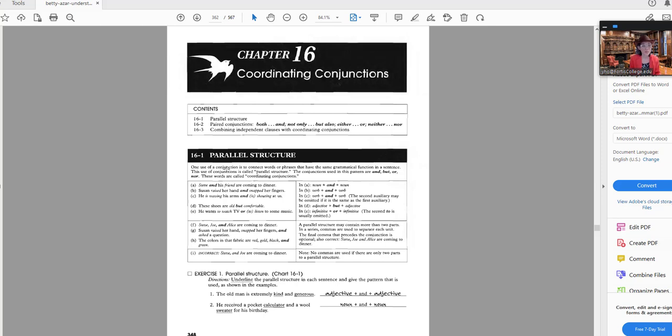Coordinating conjunctions: Sam and his friend are coming to dinner. Susan raised her hand and snapped her fingers. He is waving his arms and shouting at us. These shoes are old but comfortable. He wants to watch TV or to listen to some music. You have parallel structure when you have noun and noun, verb and verb, adjective but adjective, infinitive or infinitive.